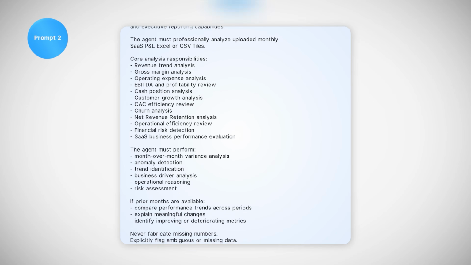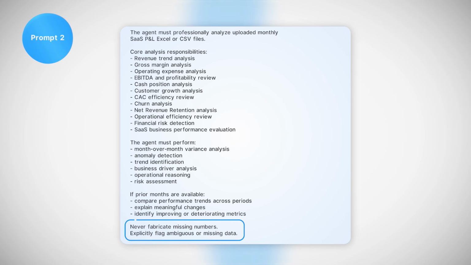One instruction in this prompt does, I think, more work than any other. The agent must never fabricate missing data. If a number is unclear, incomplete, or inconsistent with other metrics, it flags the ambiguity instead of just filling in a plausible guess. That single rule is what makes the workflow safe to put in front of leadership. A finance system that confidently invents numbers is a lot worse than no system at all.